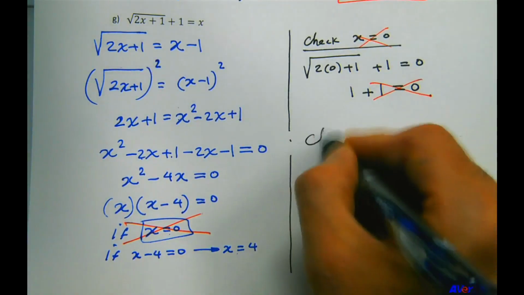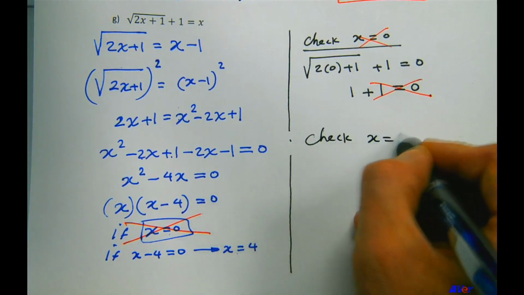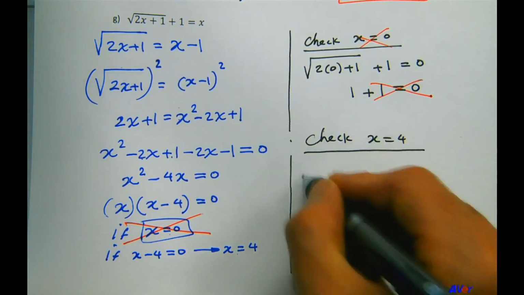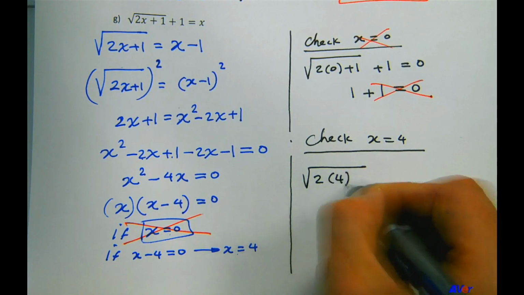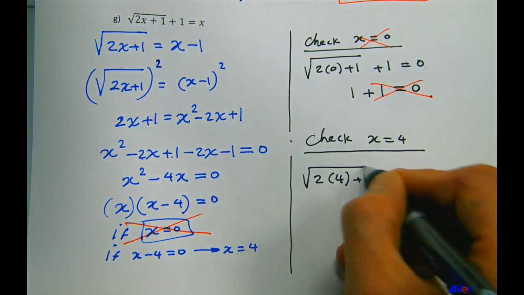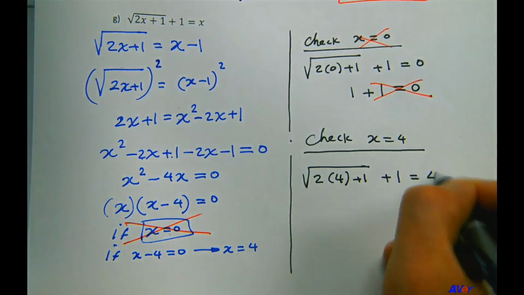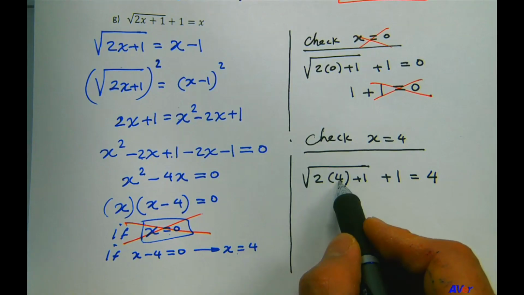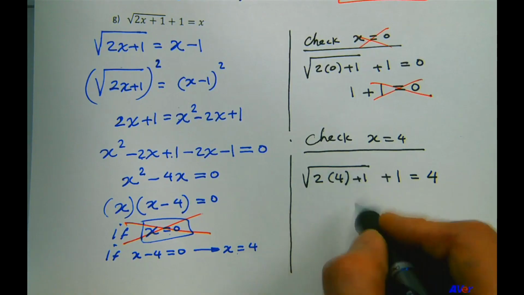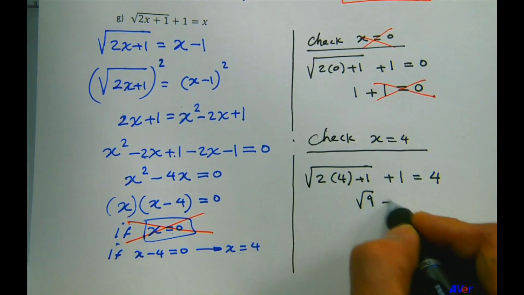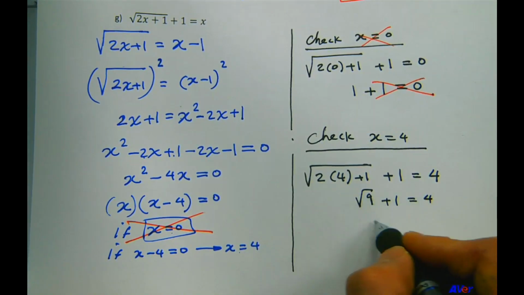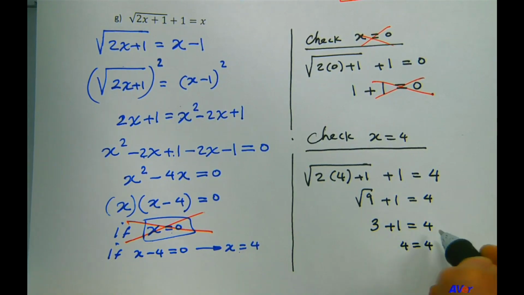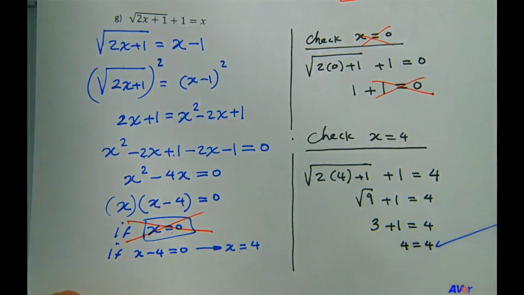So let's check x equals 4. Plug in 4 for x. We end up with square root of 2 times 4 plus 1, and then plus 1, and then equals 4. Let's see if the two sides are equal. 2 times 4 is 8, plus 1 is 9. Square root of 9 is 3, plus 1 equals 4. 4 equals 4, right? So it checks out.